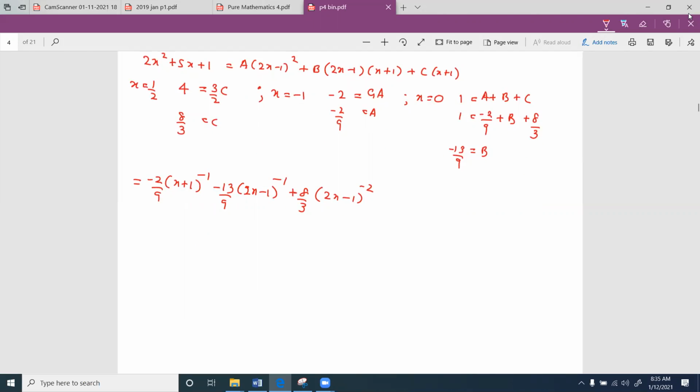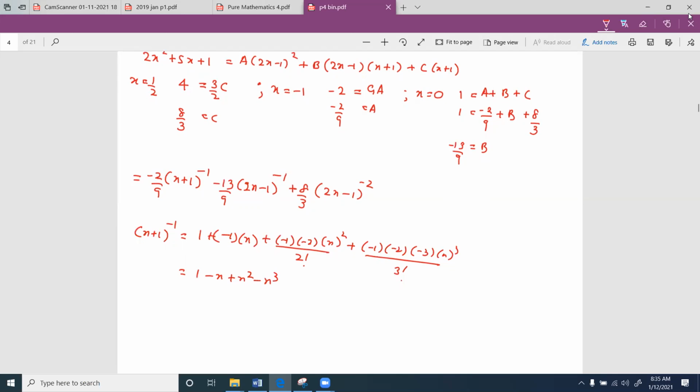So here, this case is not a problem. Over here, you can say x plus 1 to the power minus 1, you can say 1 plus n x over factorial 1, n n minus 1 x squared over factorial 2, then n n minus 1 n minus 2 x cubed over factorial 3, where n is minus 1. So with that, if you do this expansion, it turns up to 1 minus x plus x squared minus x cubed, right?